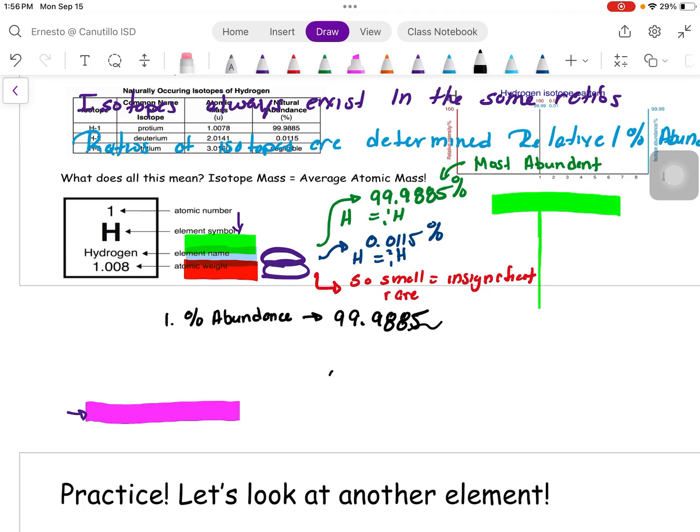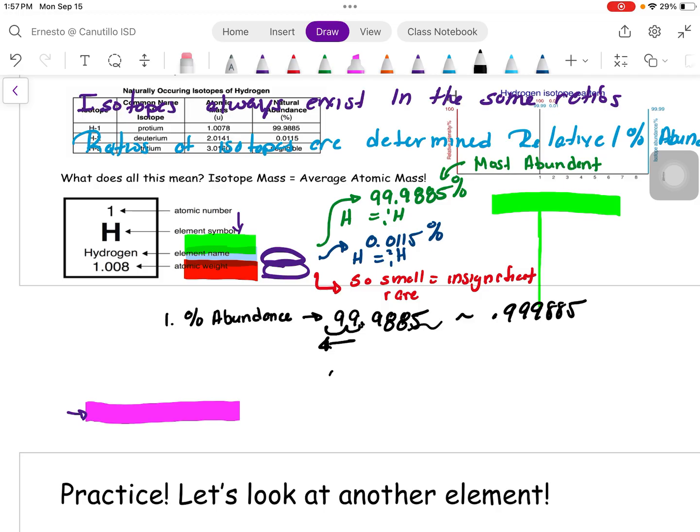If I have a percent abundance of 99.9885, right, I'm going to take that and I'm going to convert it to a decimal. So in order to do that, I'm going to move the decimal over 2 times in this direction, because essentially what I'm doing is dividing by 100. So then this number becomes 0.999885, right? That becomes my decimal of that percent, okay?